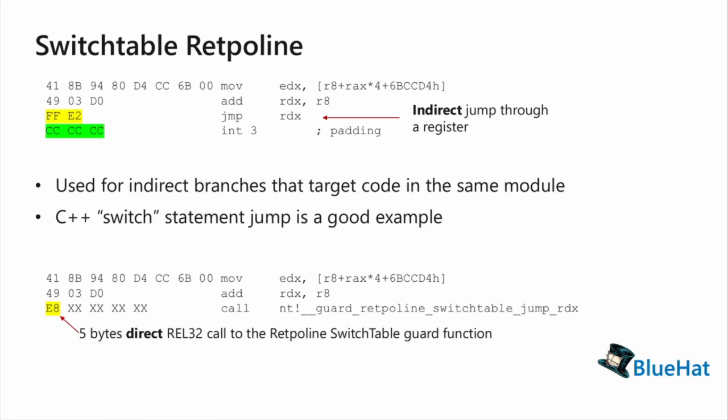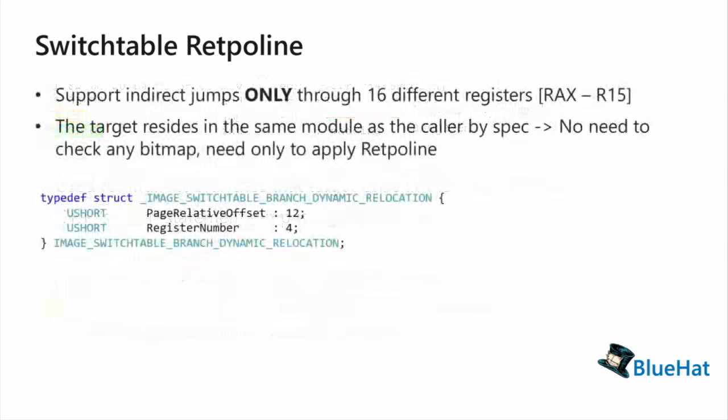Last is the switch table Retpoline. It is the easiest one, because it is used when you have a switch statement in C++, for example, so there is a jump that goes directly into the same binary. In this case, there is nothing very particular. We have an indirect jump, and we replace it with a direct rel32 call to the Retpoline switch table guard function. The switch table guard function does nothing interesting. It only applies Retpoline, because we know that the target is in a Retpoline compatible binary, so there is no need to do anything else.